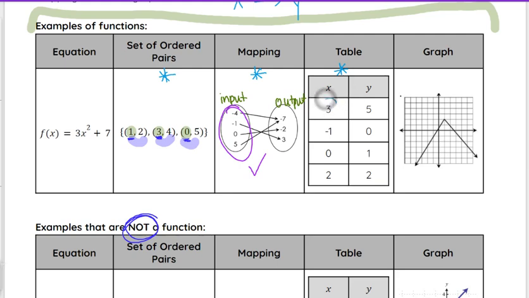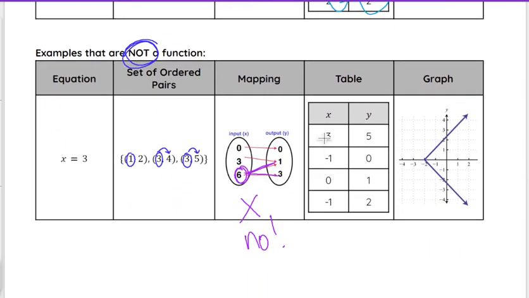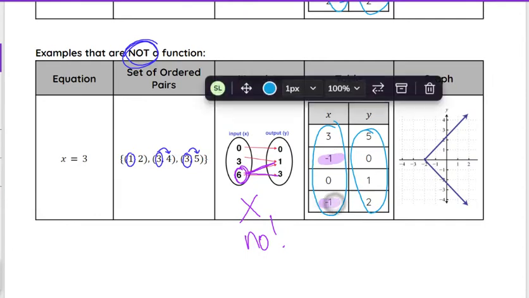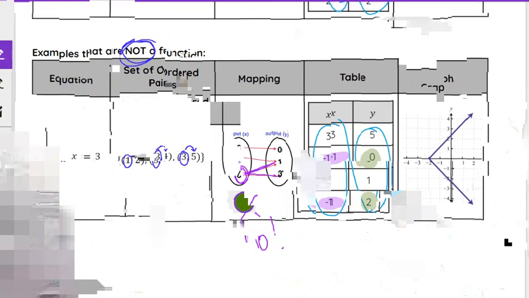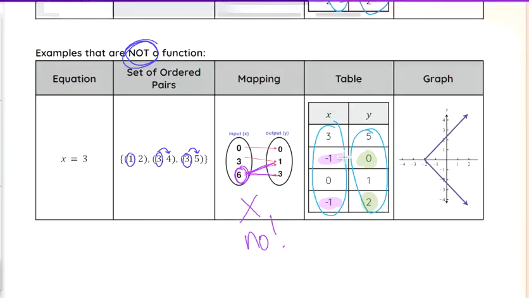Same with the table. We see this is really just like a mapping. I could even draw these bubbles or ovals and map each of these together. But we see down here in this table, -1 shows up twice in the x column, and it has two different y values. So -1 maps to 0, but it also maps to 2, which means that that would not be a function because the x value of -1 maps to two different y values.